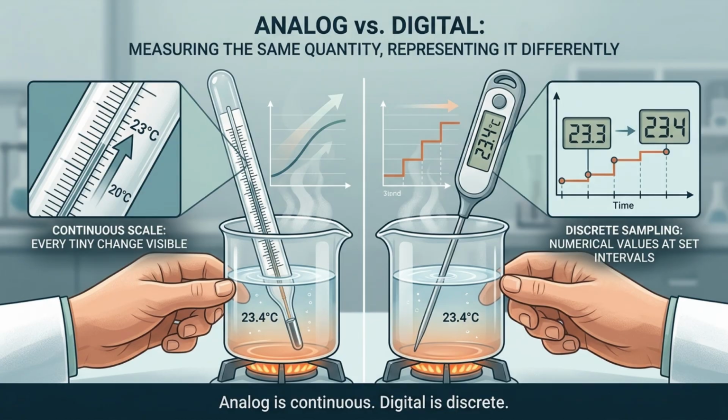Intuitively, imagine measuring temperature. An analog thermometer displays a continuously moving scale, allowing every tiny change to be observed. A digital thermometer samples the temperature and displays discrete numerical values. Both describe the same physical quantity, but represent it differently.